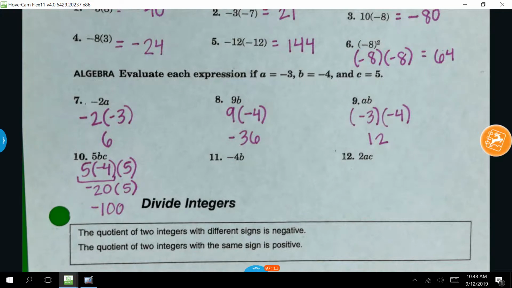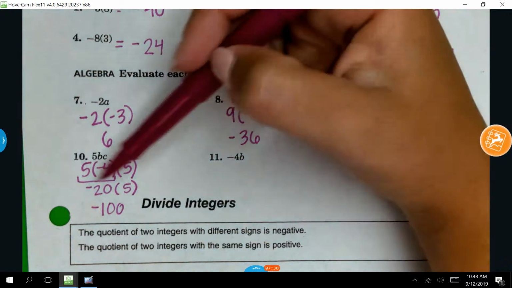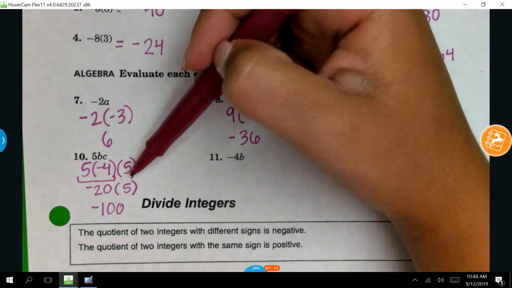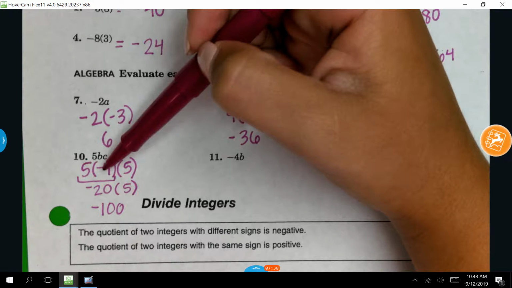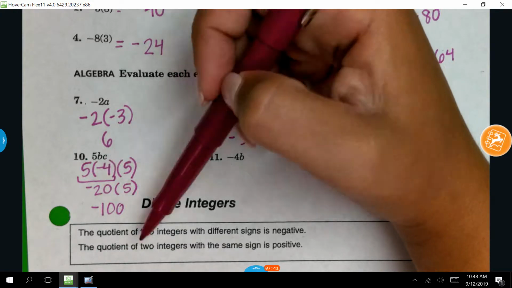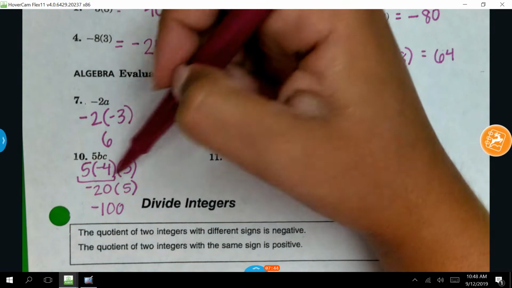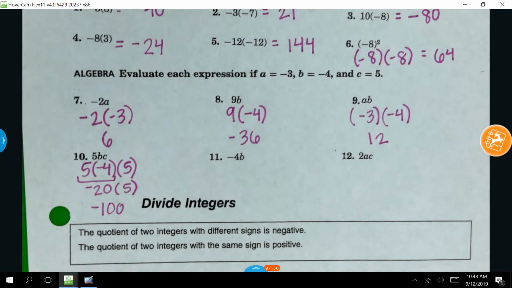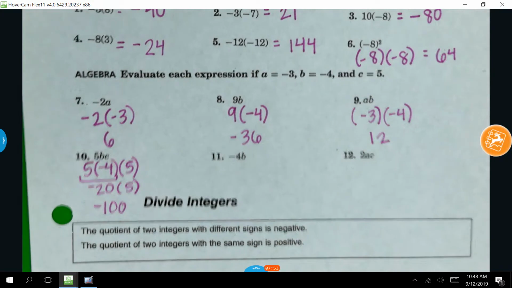Yes, sir? What if it was 5 times -4 times -5? You could multiply 5 times 5. Yeah, so if you just had a negative right here, 5 times -5 would give you -25, right? And then -25 times -4 would give you +100. Which would still be the same as if you did 5 times -4 and then multiplied that by -5. So it doesn't matter if your numbers are negative or positive. Anytime you're multiplying, it's always commutative. You can switch it around.